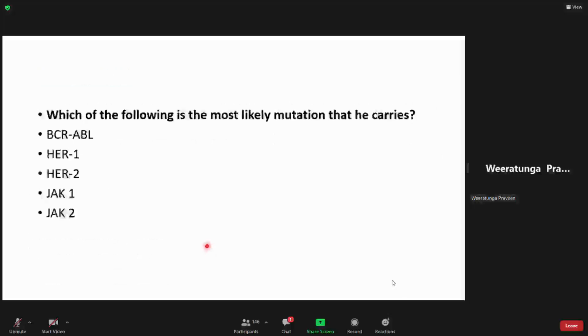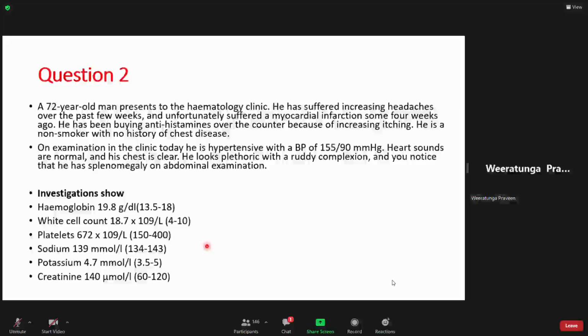PRV, JAK2 mutation is what you commonly see. Most of them are JAK2 positive. Most of them.